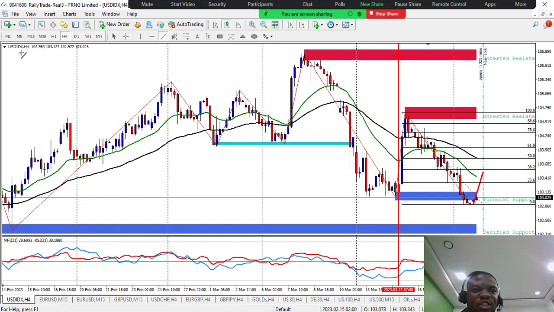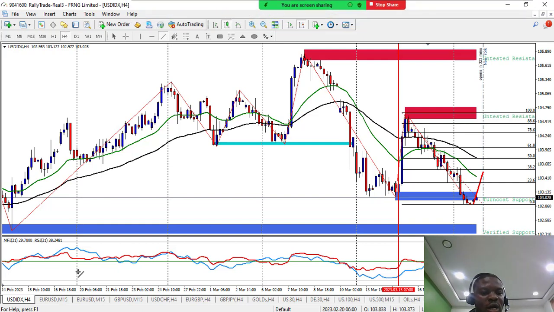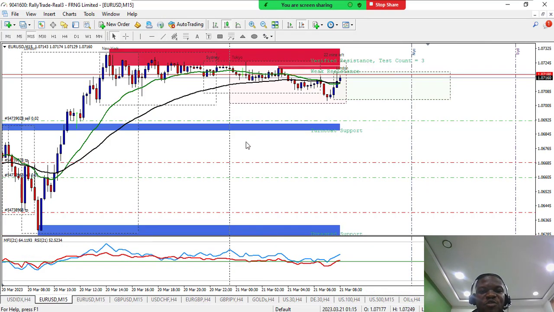That means the market is giving us premium for a sell. So we're expecting a movement to the upside. So if we're expecting that, now let's move straight to Euro USD. Let's start from Euro USD. Bear in mind that on the dollar, we're expecting a movement to the upside.